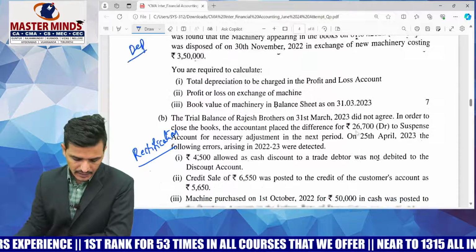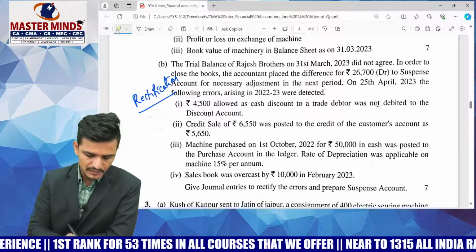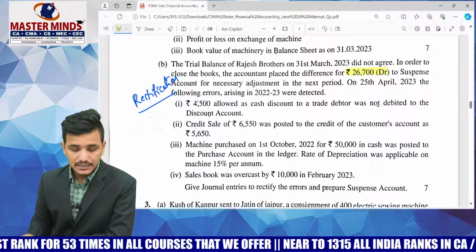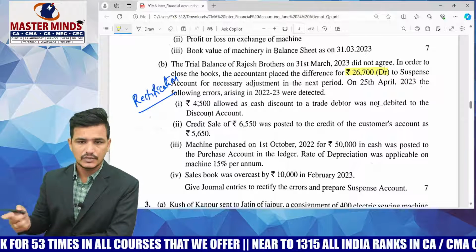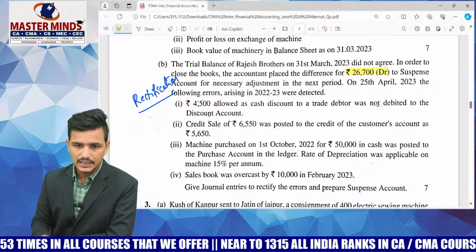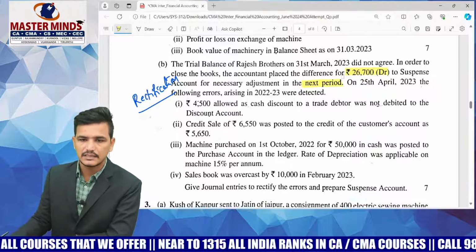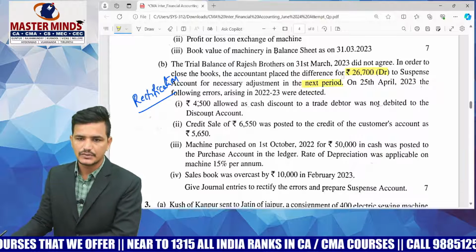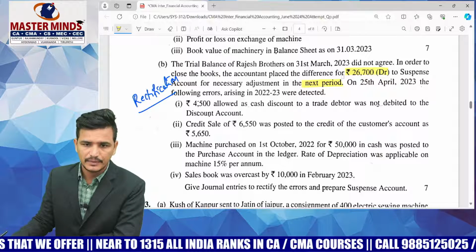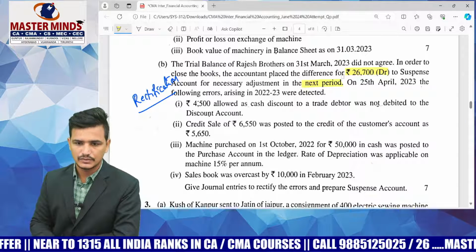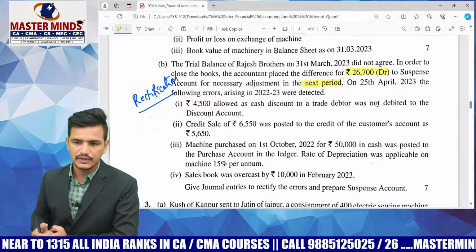And the next one is related to rectification. Here they have given the question. In the current year the trial balance is not going to tally, so the difference they have transferred to the suspense account, and they are asking you to write the rectification entries in the next accounting period. That means this is the third stage of rectification, that is, rectification of errors after preparation of final accounts. You should carefully observe this while writing the answer.